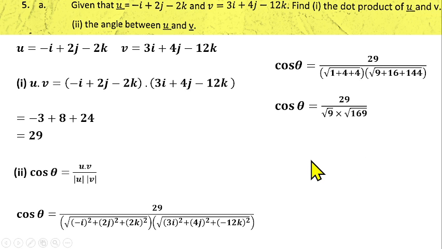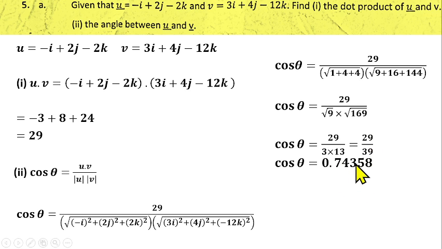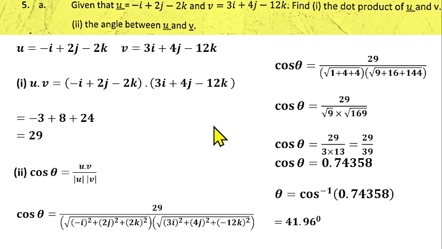So we have cos theta equals 29 over 13 times 3 times 13, that gives us 29 over 39. And divide this by this, that gives us 0.74358. Our aim is to find theta, which is the angle we are looking for. So theta will be equal to cos inverse of this. If you simplify that with your calculator, that should give us theta equal to 41.96 degrees as the angle between the two vectors.